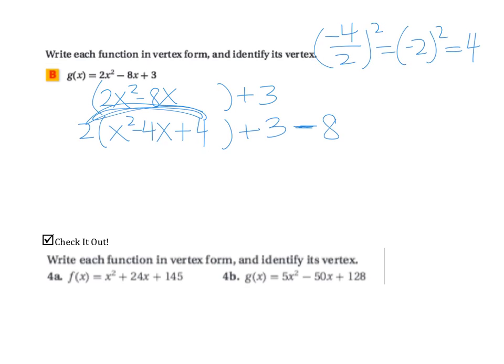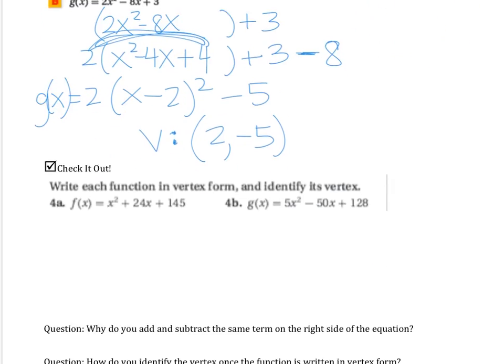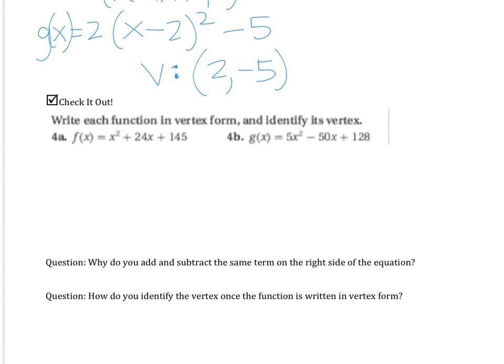And the 2 times 4 is 8. So now I have 2 times whatever that sign is there, right? Negative 2 quantity squared, combine my terms outside. Oops, and this is a g of x. So what is the vertex? X minus h. So there's my h. K. Okay, you have 2 to try.